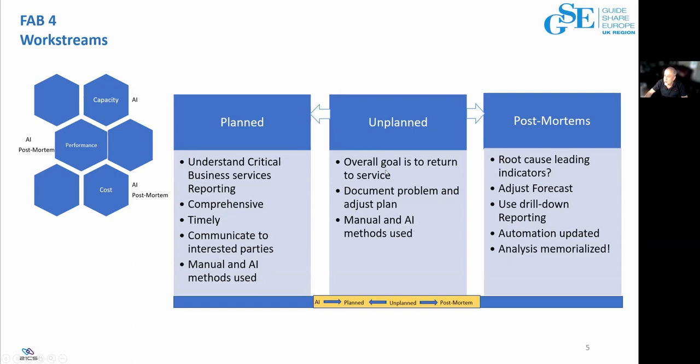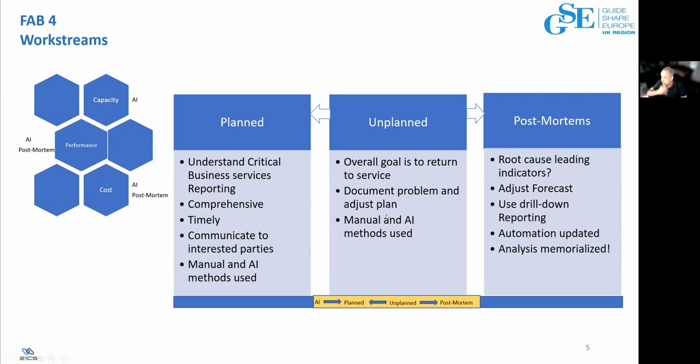In everybody's environment, there are unplanned events. The overall goal is to return to service as quickly as possible, document the problem, and adjust the plan. And again, you might be using manual or automated methods to see what was going on.